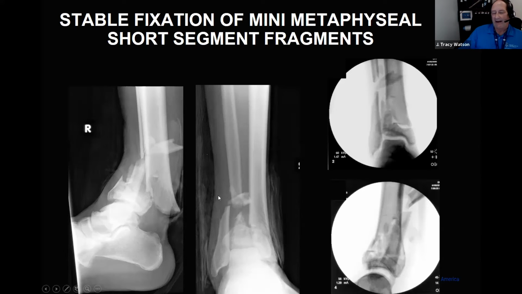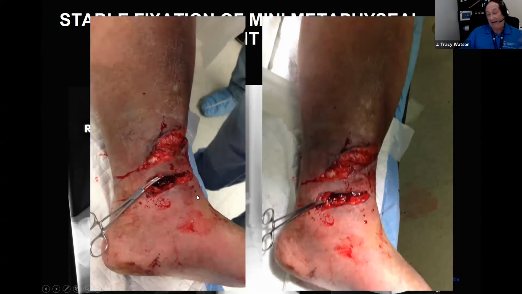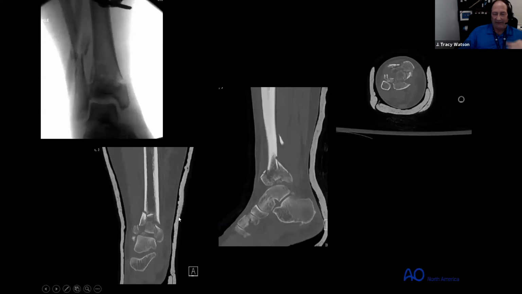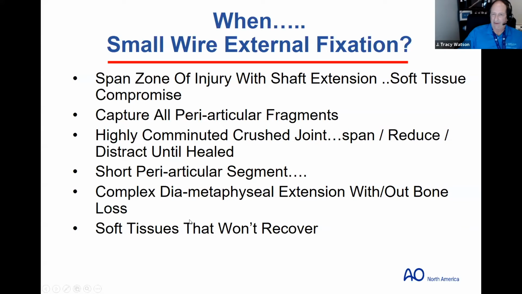So again, I mentioned one of the big advantages is stable fixation of very small, short segment metaphyseal fragments. In this case, this was an open injury, a big, fat, horrible leg, a diabetic. Another very similar case: the patient was 400 pounds with a crushed joint with an open wound, spanned out to length. You see a nice ligamentotaxis reduction. The major metaphyseal fragments reduced very nicely. However, the soft tissues here were just not cooperating.